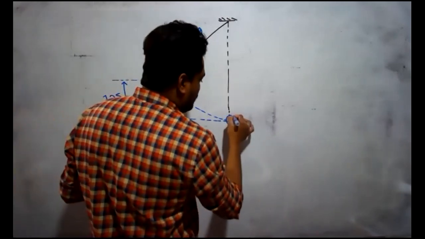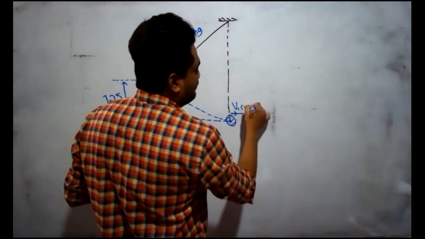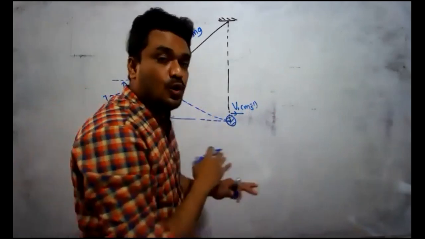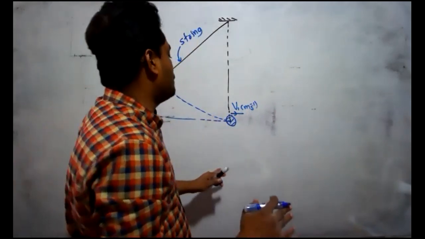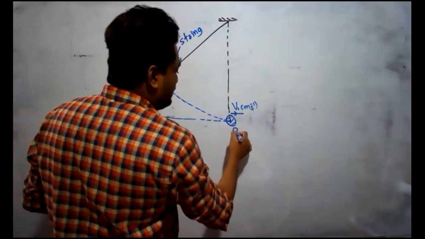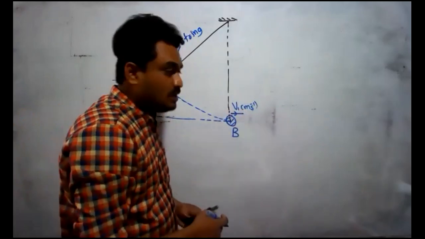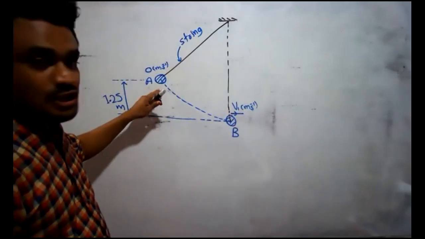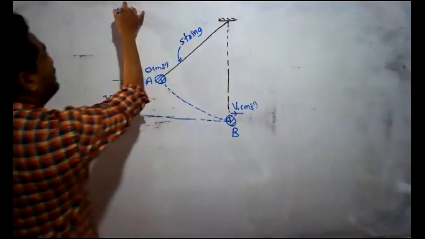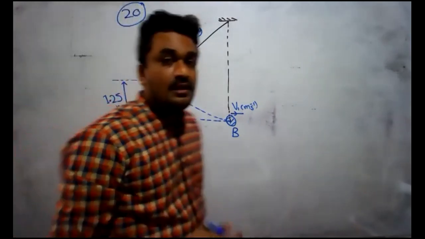When the ball reaches this point, let me take its velocity as v1 meter per second. v1 meter per second is the velocity of the ball when it reaches the lowest position. Let me mark this point as B, and this is the velocity before the collision of the ball with the block. So we are going to apply the law of conservation of energy from point A to point B. This is the first figure that we should draw for question number 20.